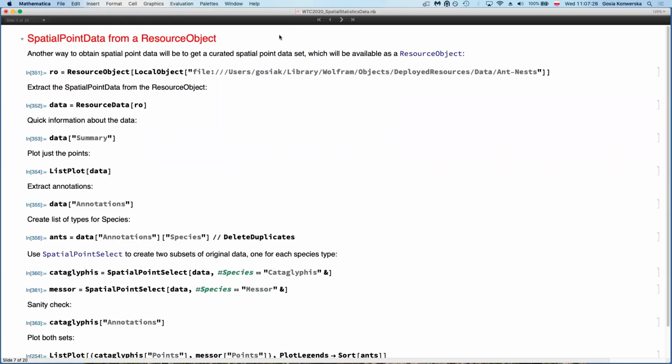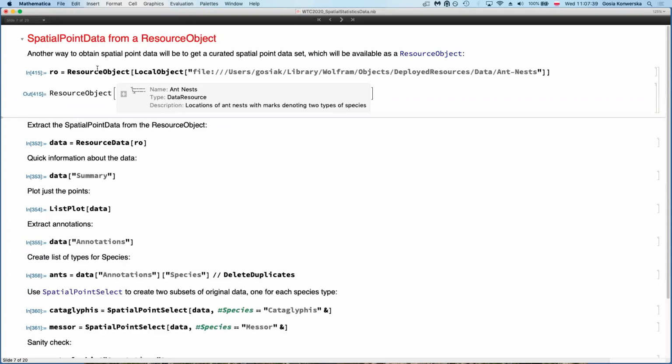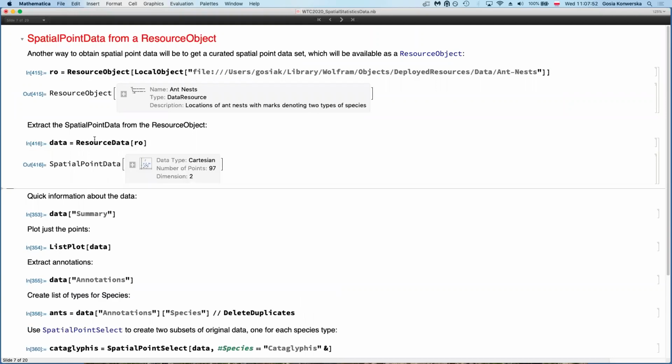Okay, and then we can also get spatial point data from a set of curated spatial point datasets that will be available as resource objects. And for now, what I do is I load this locally from my computer here, but that will be made public at some point. And so here I have a resource object, and to extract the spatial point data, we have to use ResourceData that gets us the main data, which is in the form of a spatial point data.